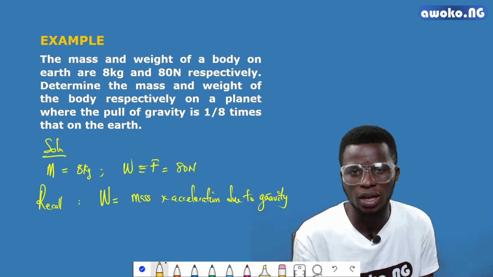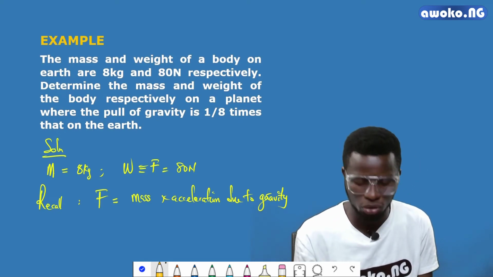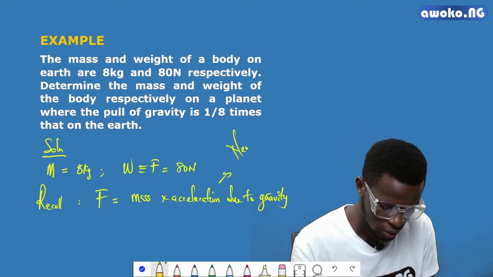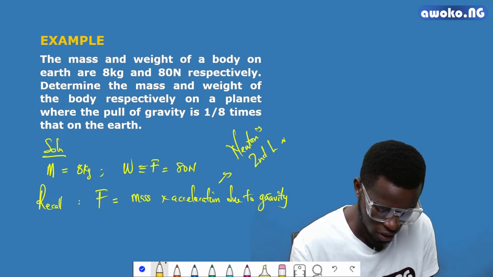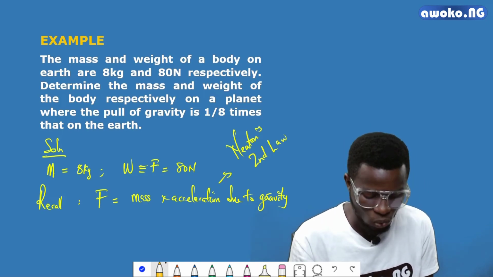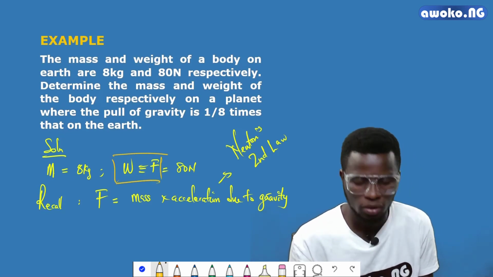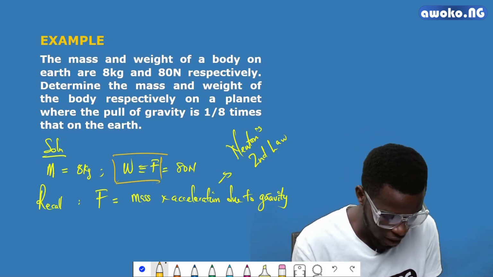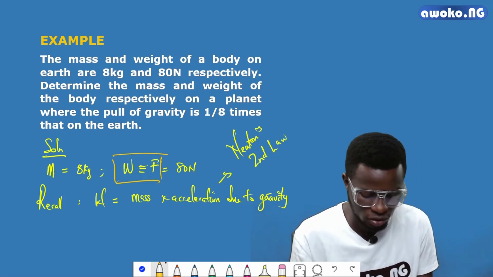Why is W equal to mg, with g the acceleration due to gravity? I'm sure we are used to having it this way: F equals mass times acceleration due to gravity, from Newton's second law of motion. But remember, I said that weight is also equal to force. And that is why we can say W equals mg.